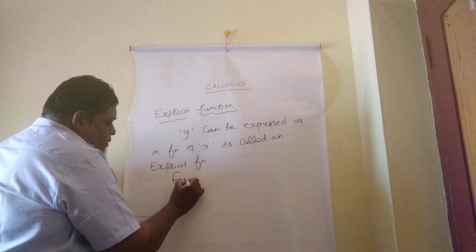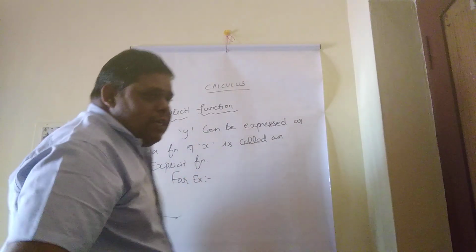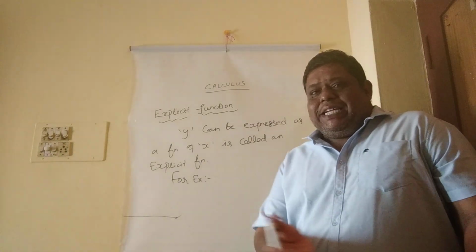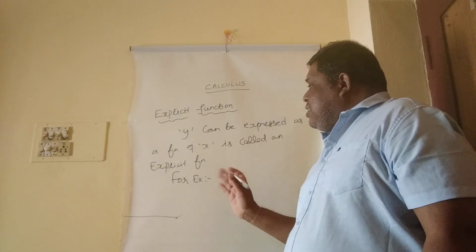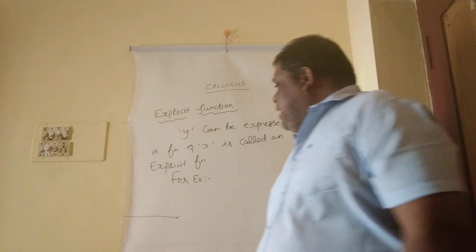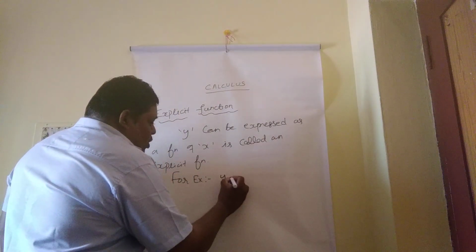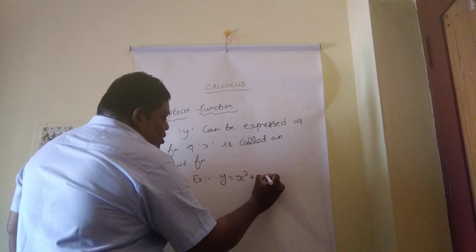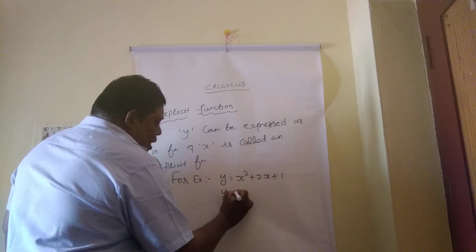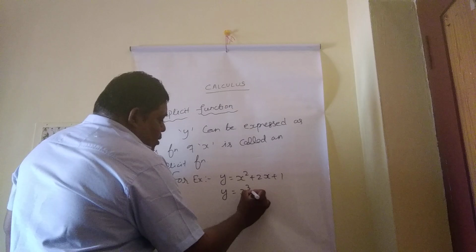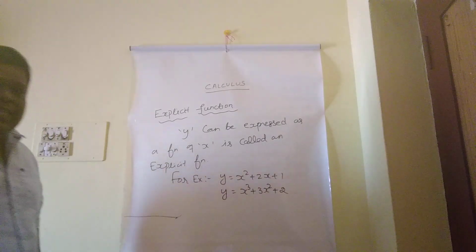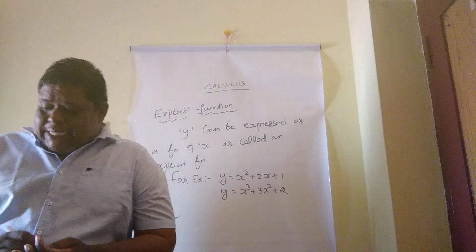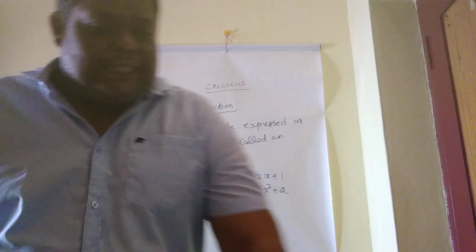For example, Y is a dependent variable, X is an independent variable. Y is a dependent variable, x is an independent variable, known as an explicit function. For example, y is equal to x square plus 2x plus 1. Y is equal to x cube plus 3x square plus 2. For example.